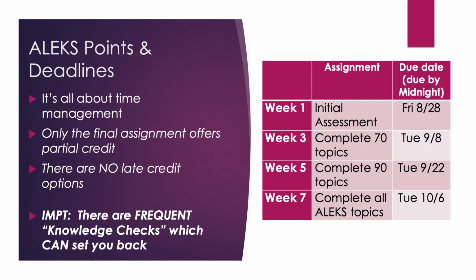And in week 7, you'll want to complete all 120 topics by Tuesday, October 6th. This is the assignment worth partial credit. So if you've gotten up to 100 topics and you're just too tired and can't seem to make it for those last 20 topics, you'll still get some really good partial credit.